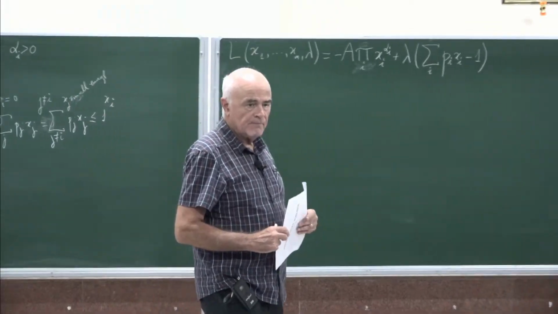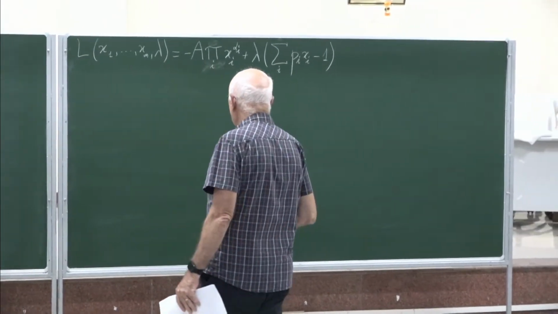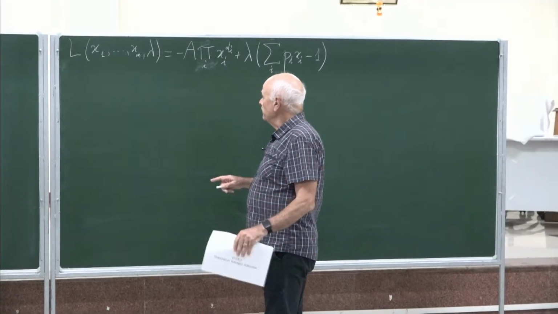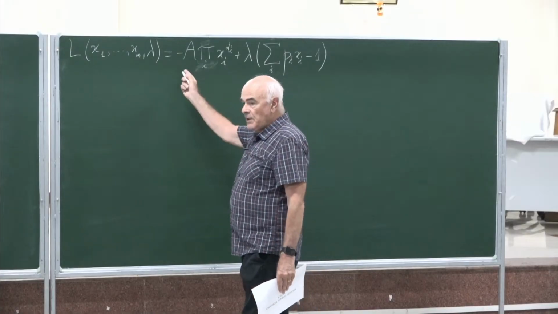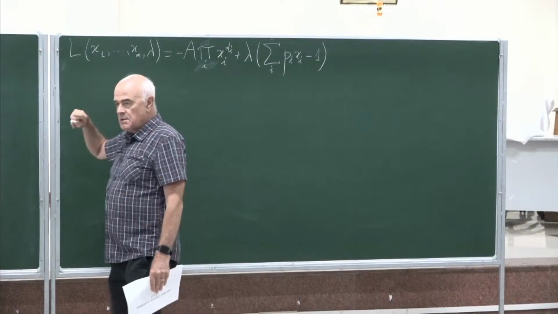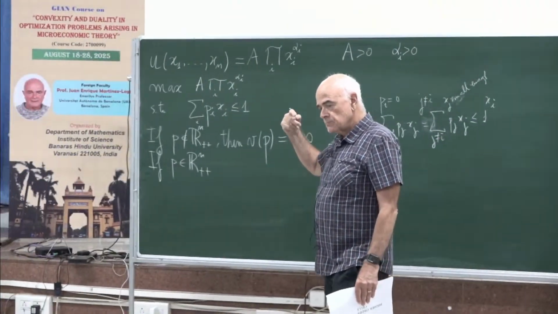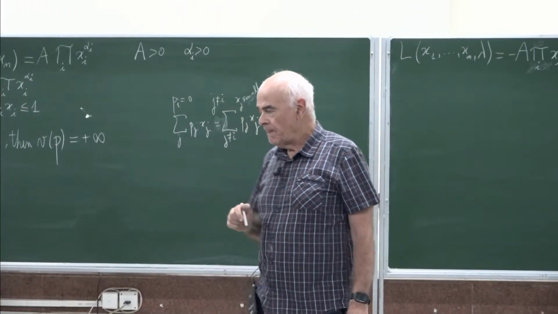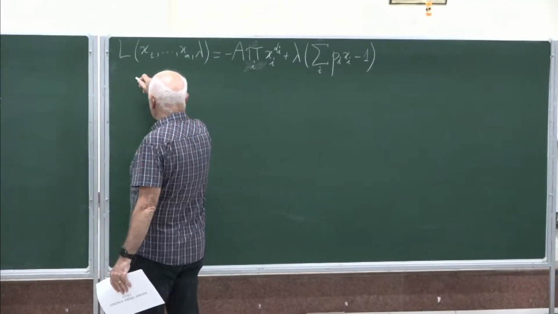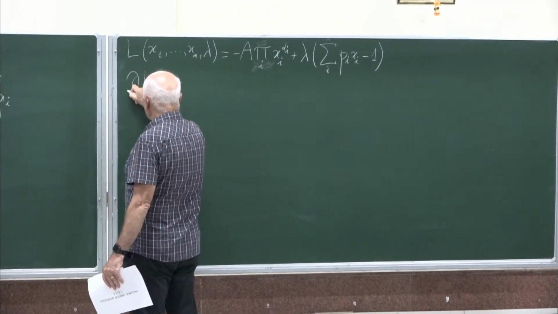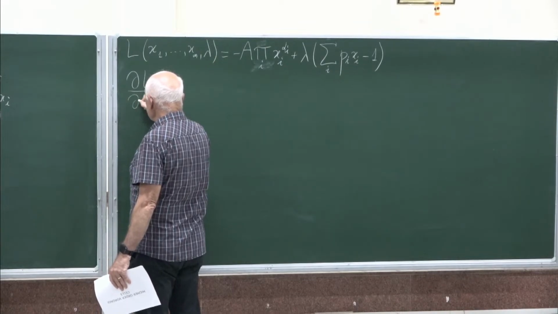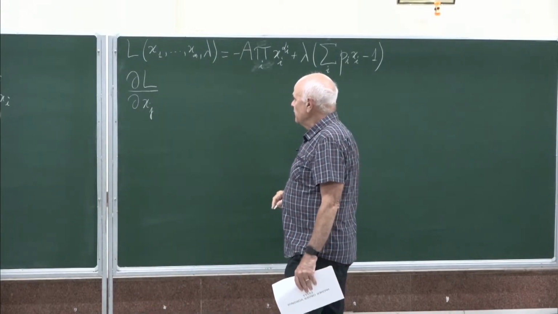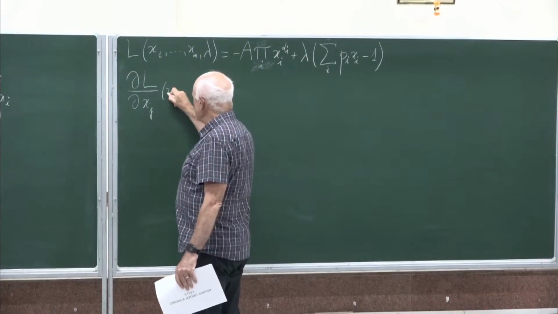So we can apply the KKT theorem to obtain that at an optimal solution, the gradient of the Lagrangian with respect to x vanishes, then we have non-negativity of the multiplier plus the complementarity condition. So let us write the partial derivative of the Lagrangian function with respect to x.